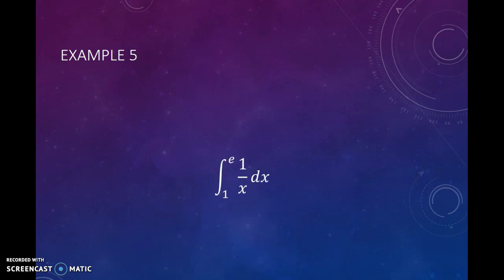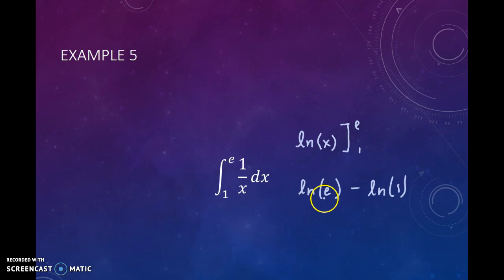All right. Our last example is something that gives us a derivative of 1 over x. If you did a great job of memorizing your derivatives, you know that the derivative of natural log of x is 1 over x. You're going to evaluate that at e and 1. So we have natural log of e minus natural log of 1. Natural log of e is, what's the exponent of e that gives me e? That would be 1. Minus, what's the exponent of e that gives me 1? Would be 0. So this would be 1.